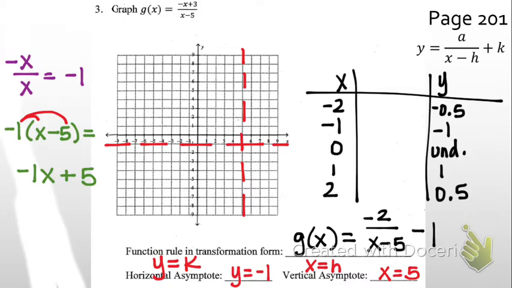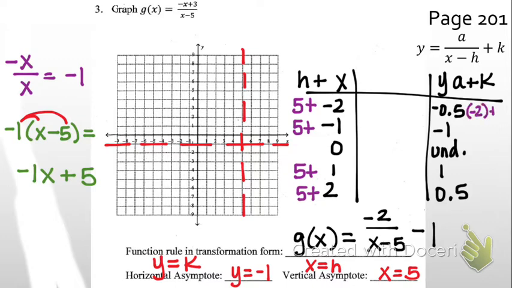So take h plus x. So in your calculators, 5 plus x. And then it's y times a plus k. So y times a, which is negative 2, plus negative 1. Multiply by negative 2, add negative 1.